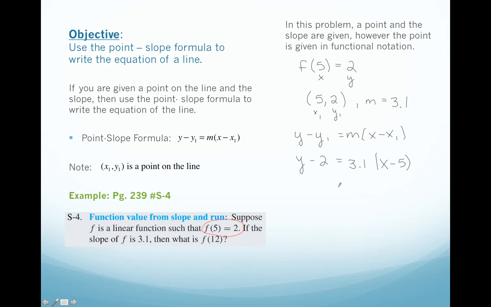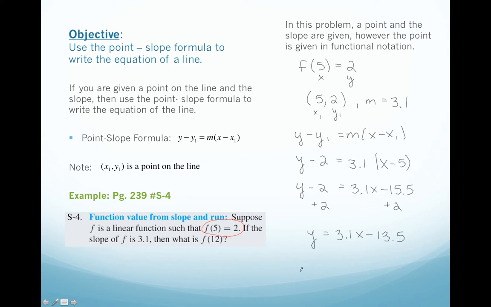Okay, let's distribute this 3.1 to each term inside the parentheses. That gives me 3.1x minus 15.5. And I'm going to bring down the left-hand side of the equation. We always want to write our equation in slope-intercept form, so to solve for y, we're going to add 2 to both sides. And this gives us the equation of the line that goes through the point (5, 2) with a slope of 3.1. The equation of that line is y is equal to 3.1x minus 13.5.